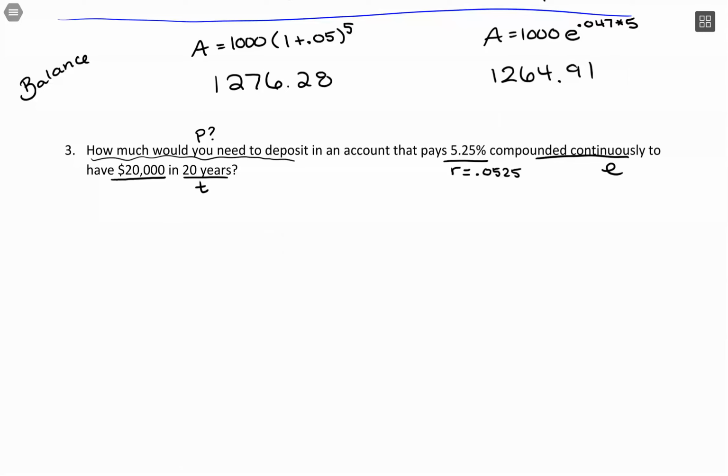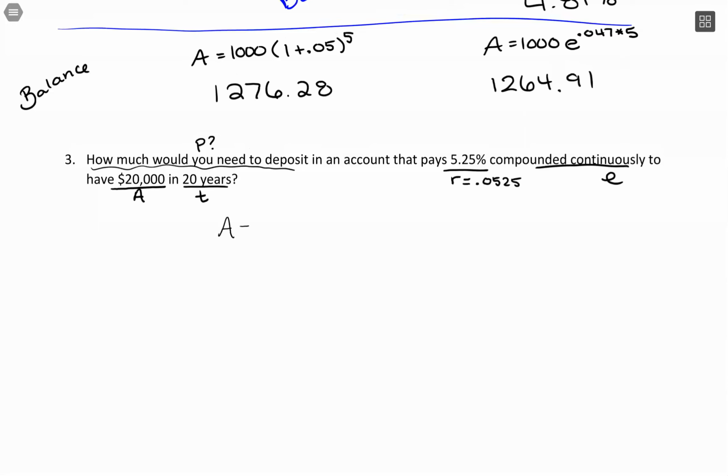This is the first time we've seen one of these problems in these videos where it's kind of switching what it's asking for, but basically it's telling you the balance that you want to have. So how much would you need to deposit now to have this balance in 20 years? So we're going to use our formula, and we'll plug in just as we do, it's just what we solve for is going to change. So this would be 20,000 equals P e, and then our rate is 0.0525 times time of 20 years.